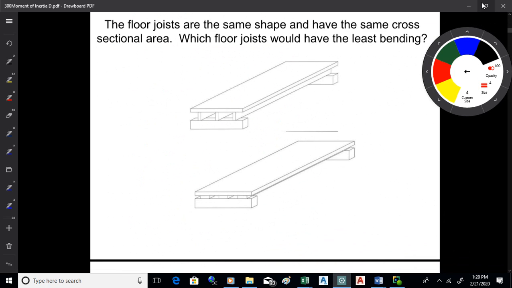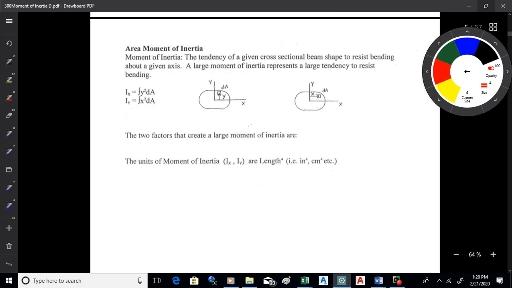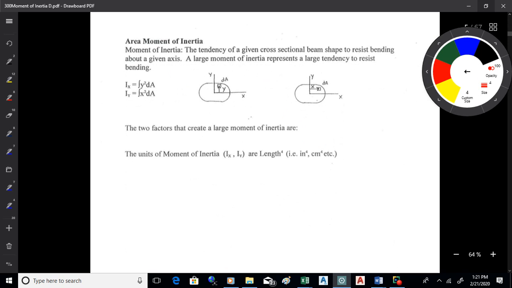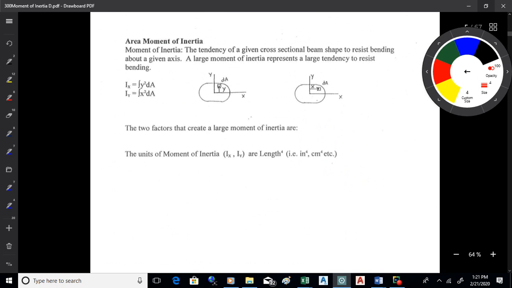Those floor joists are the same area. And which ones would have the least bending there? Yeah, top one, right? It's more than just how big the beams are, it's how you orient them. And obviously you put the long dimension of the beam vertically to support the floor, okay? So you have to account for both things in the calculation for moment of inertia, okay? So the two factors are area and offset distance.